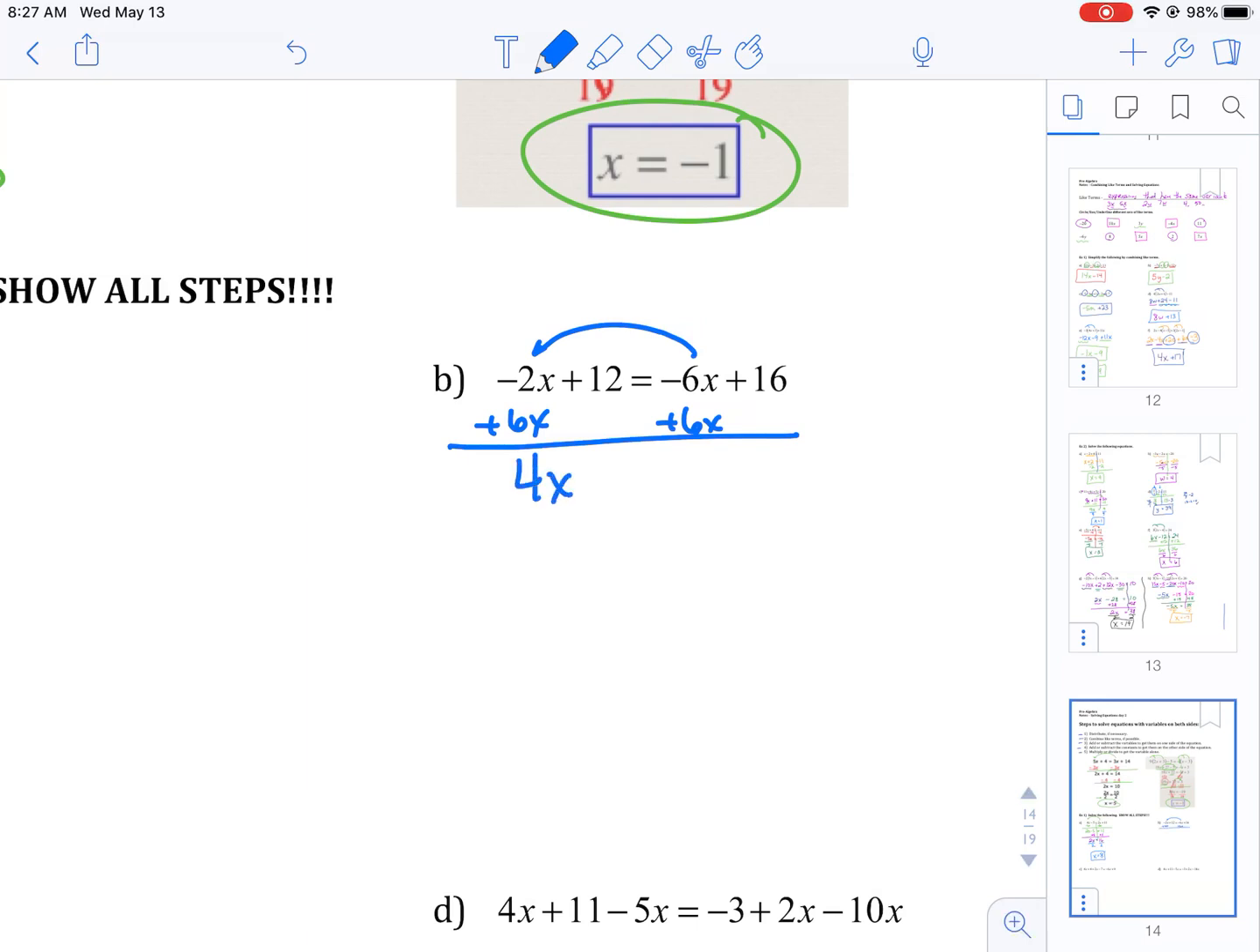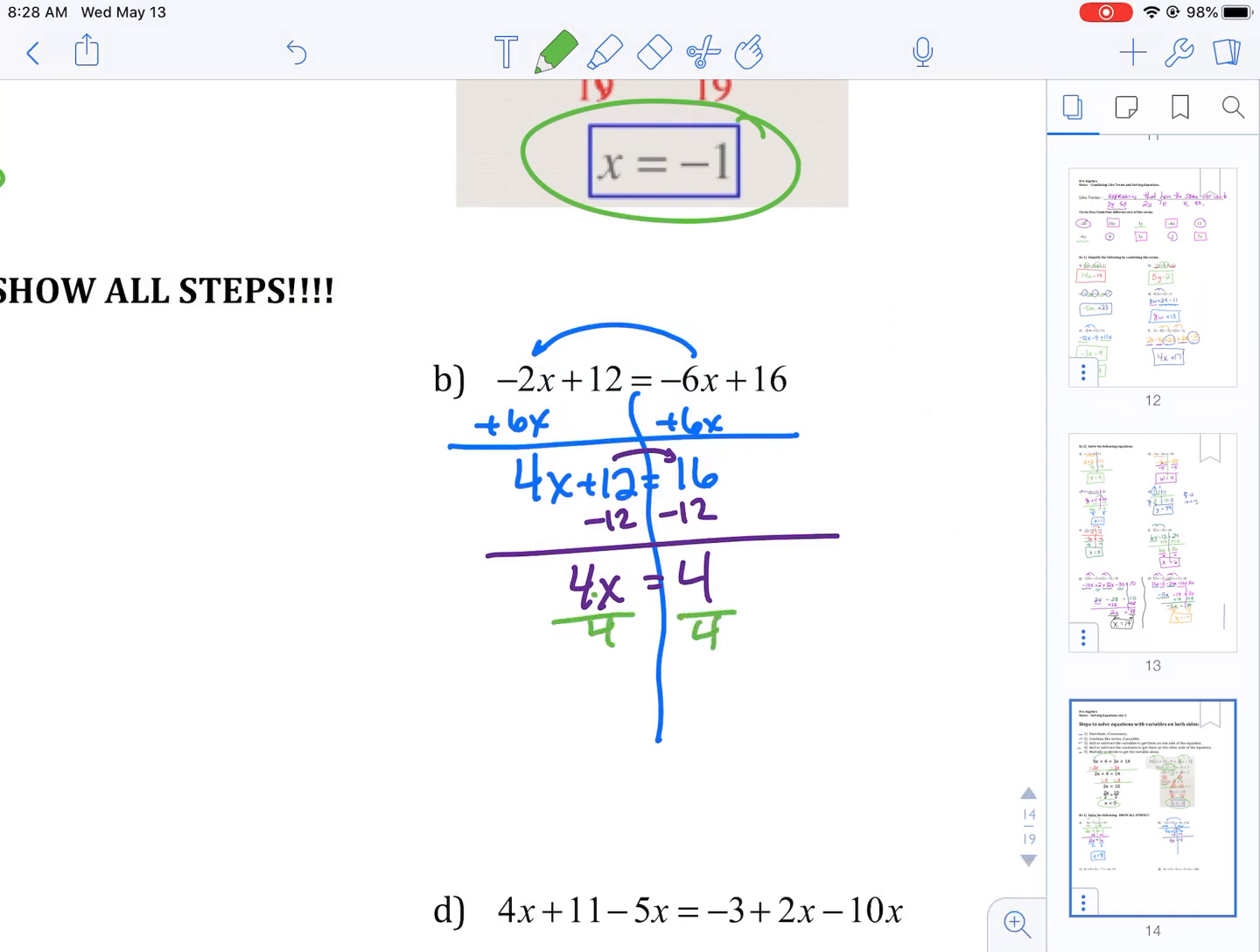6x and negative 2x gives me 4x, again, not wanting to cross that equal sign. Plus 12 equals 16. All right, now we got to get the numbers over to the other side, so that makes me do minus 12. So I get 4x equals 4. And then the last step, just like the last problem, this is multiplication, so we've got to divide both sides by 4, and we end up with x equals 1.